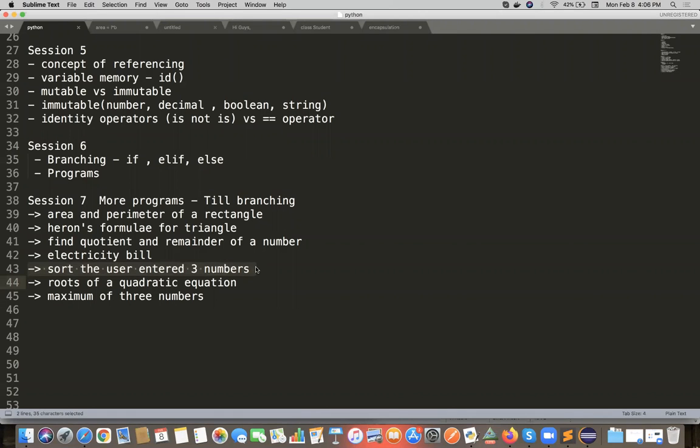So we will continue our programs on branching. In the previous session, we did some area and perimeter of rectangle, Heron's formula, quotient, and remainder of a number. So as we progress, we do more programs. The main motive is, as I already told, to improve the programming skills, right?